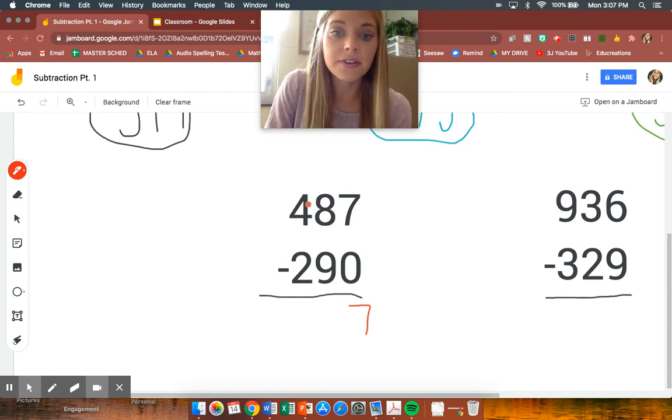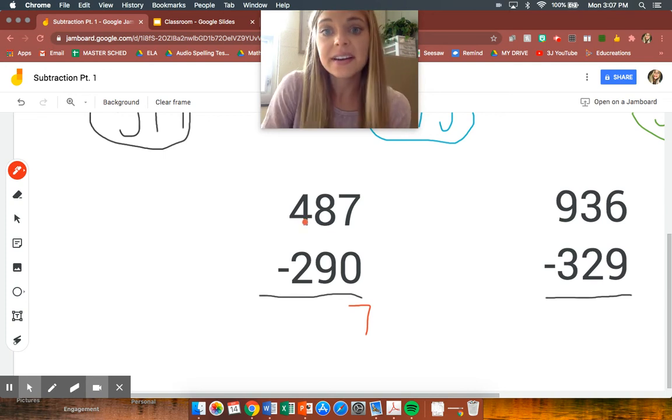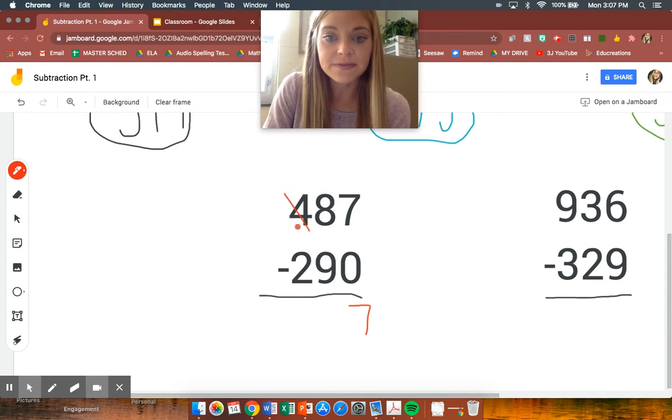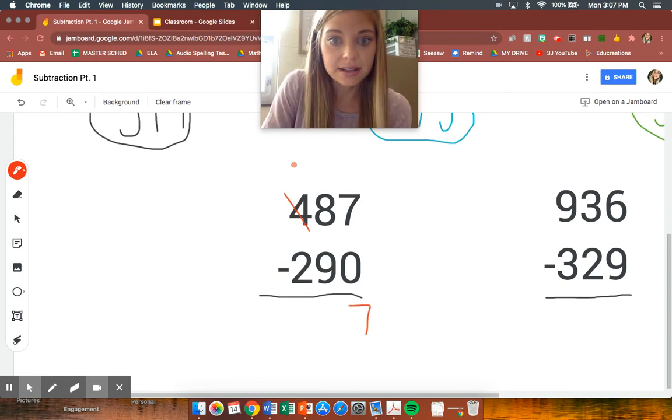That means I have to go over here in the hundreds and borrow 100. So I go knock, knock, knock. And I'm going to say, can I please borrow 100? And they're going to say, yes, you can. So we're going to subtract 100 from this 4. Really, this is 400 because it's in the hundreds place. So 4 minus 1 is 3. That's going to change to a 3. Ooh, I'm going to redo that 3.